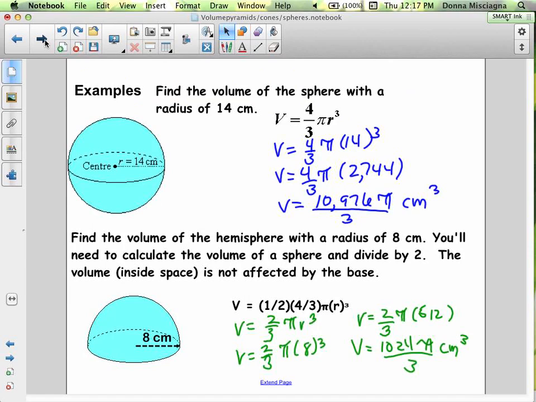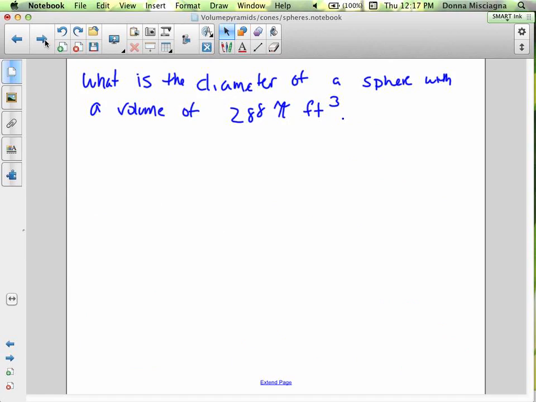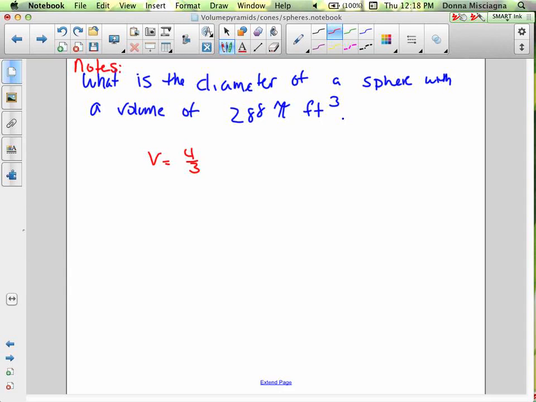All right, so let's do this one. We have, what's the diameter of a sphere with a volume of 288 pi feet cubed. This one isn't in your notes, add to your notes. All right, so volume formula is 4/3 pi r cubed. All right, so we are going to replace the V with 288 pi. And we have 4/3 pi r cubed. What should we do first? Anyone at purple?